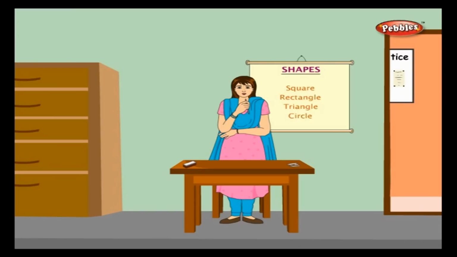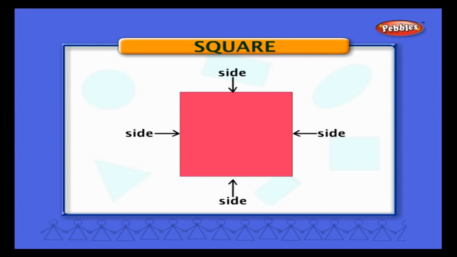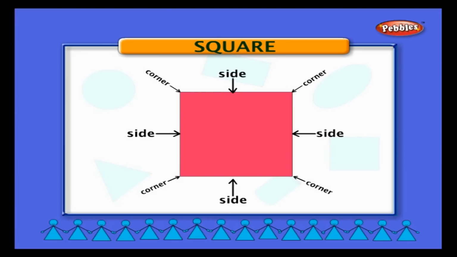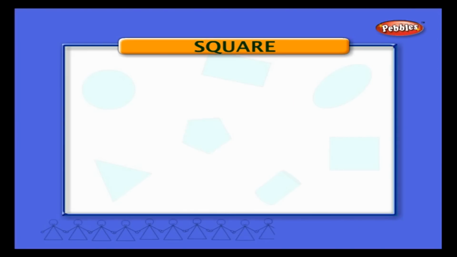Shapes. There are a number of shapes, but let us know about the basic shapes in geometry. Square. This is a square. It has 4 sides and 4 corners. All the sides of a square have the same length. Example of this shape is a chessboard.